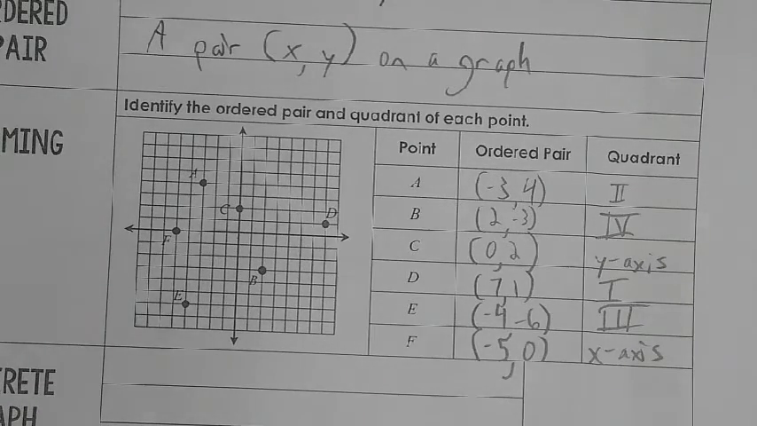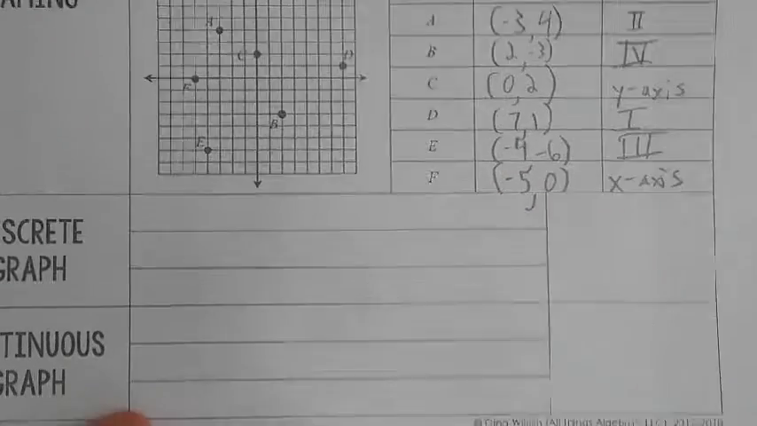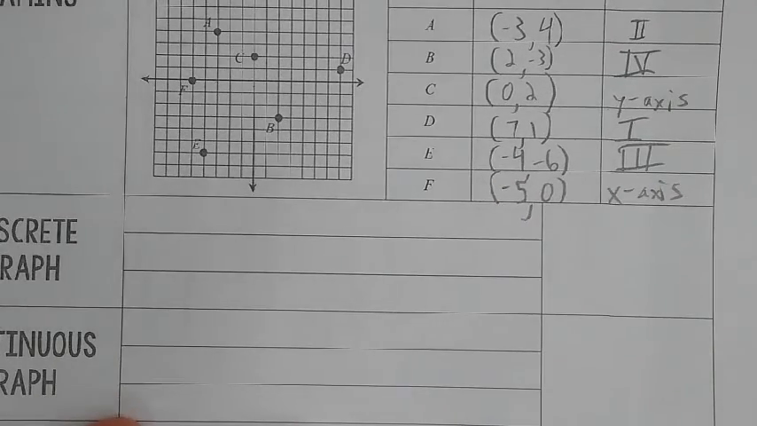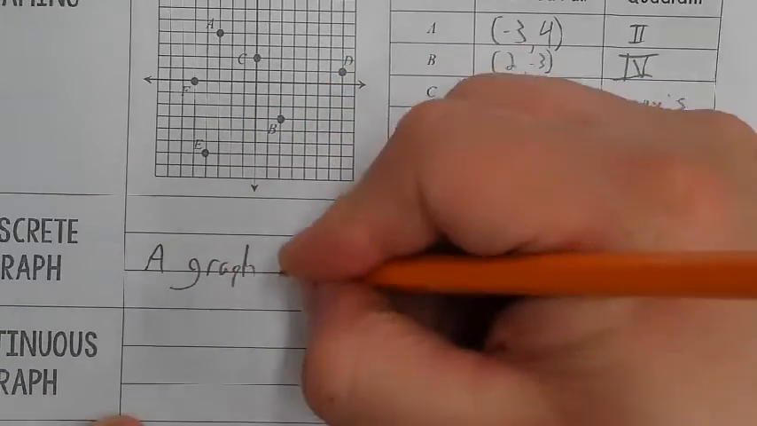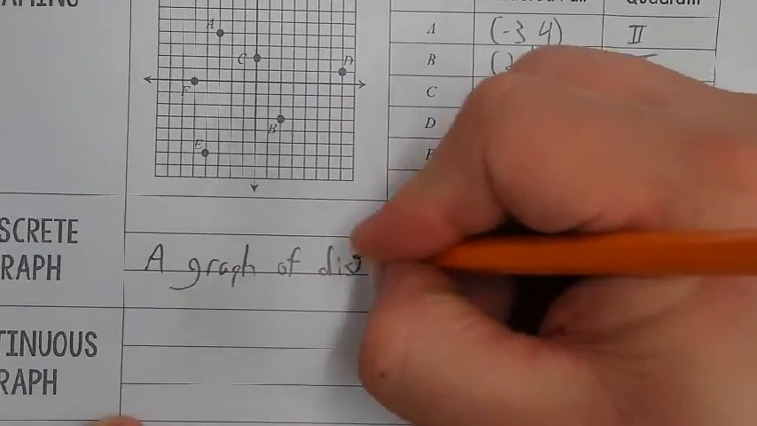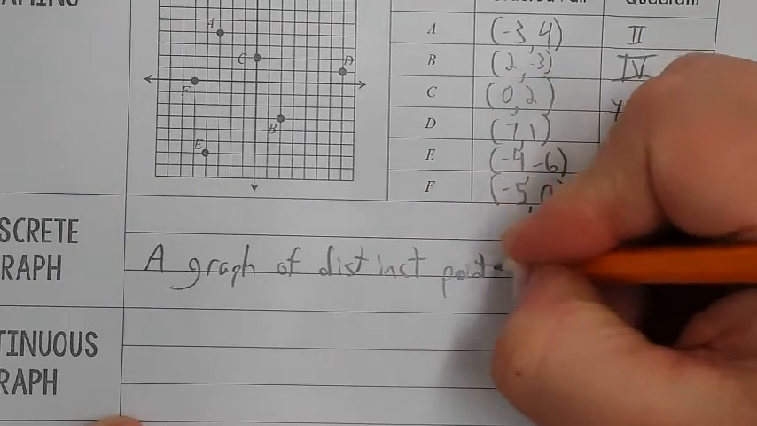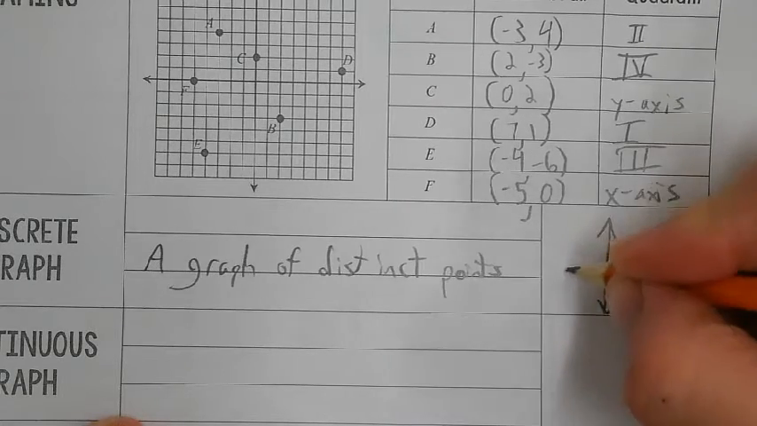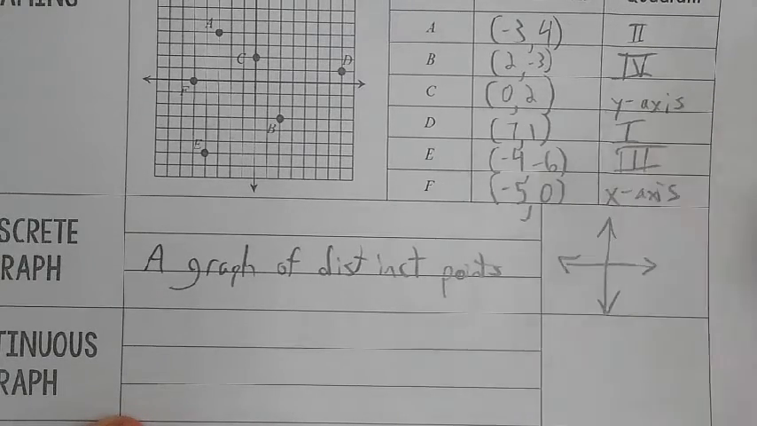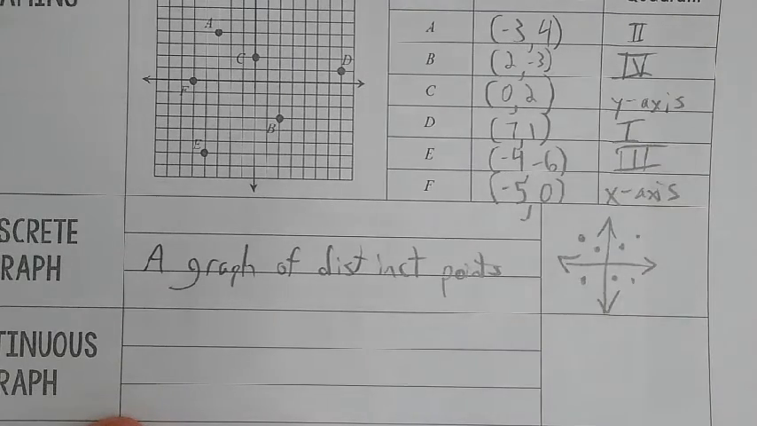Okay, then these next two things, this terminology is going to be new for you. So discrete graph. Discrete means a graph of distinct points. And what that means is, let's draw a little mini coordinate plane here. That would be a graph where you just see random points throughout it. So nothing's connected, it's just random points.